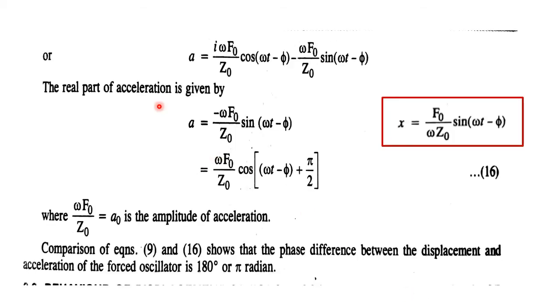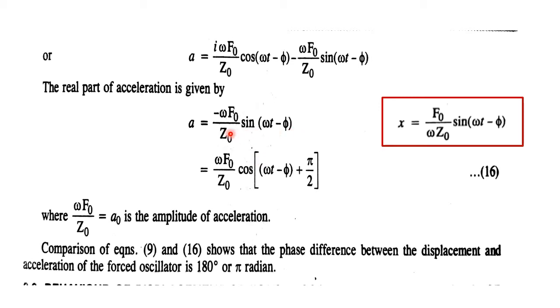Let us see what the final value actually is. When I introduce my i inside, I will get i omega f naught upon z naught cos of omega t minus phi minus omega f naught upon z naught sine of omega t minus phi. That means this minus omega f naught upon z naught sine of omega t minus phi is basically the real part of the excitation, which is given by this form.